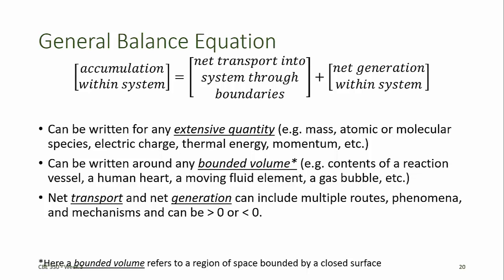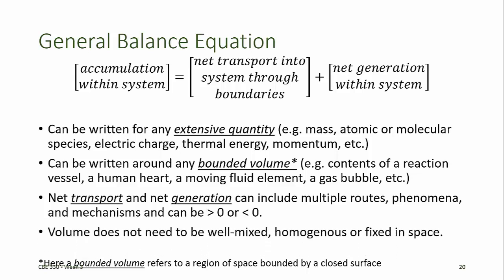The net transport and net generation terms on the right-hand side of this equation can include multiple routes or phenomena and mechanisms, and they can be quantities that are either greater than or less than zero, which means that the accumulation can also be greater than or less than zero. In the general sense, the volume around which we write the balance equation does not need to be well-mixed, homogeneous, or even fixed in space.